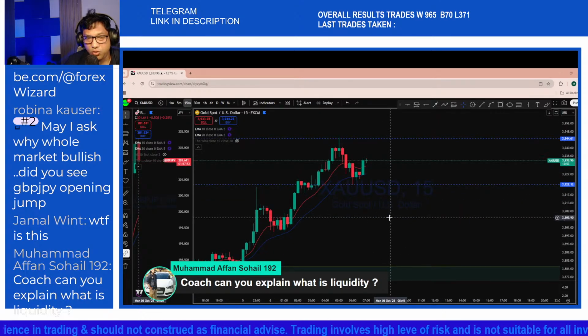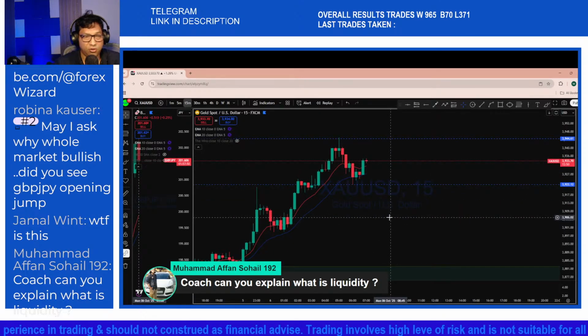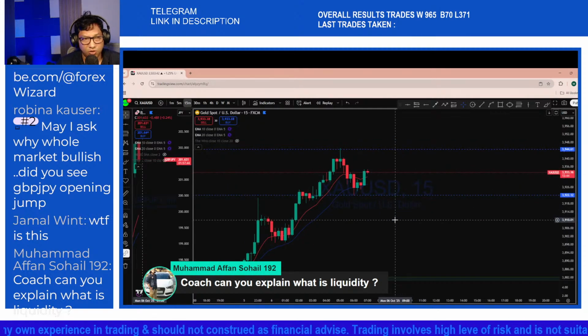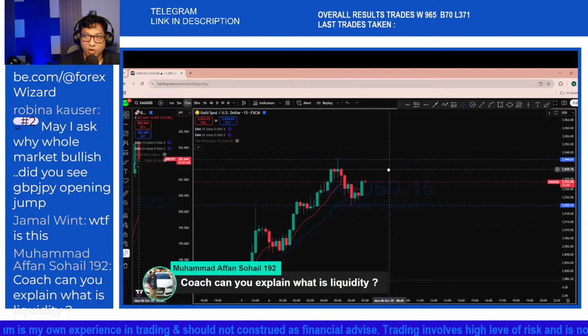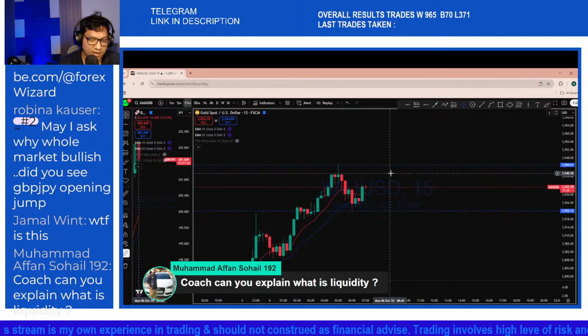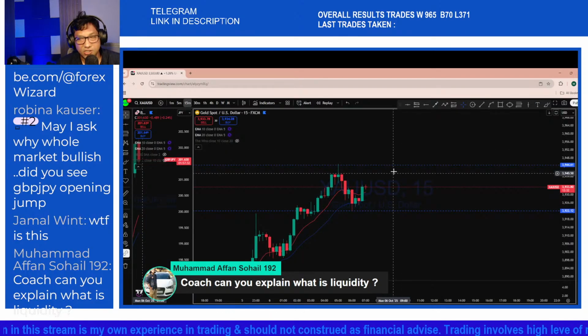If you don't have liquidity, especially if you're a retail trader, you can trade with a very small liquidity, right? Because retail traders' volume is very small. But if you look at the bigger picture, right? Let's say bigger volume, especially when the market is moving.